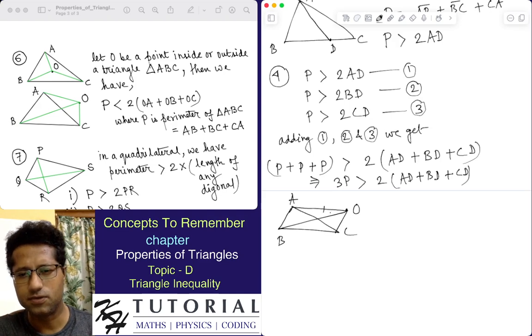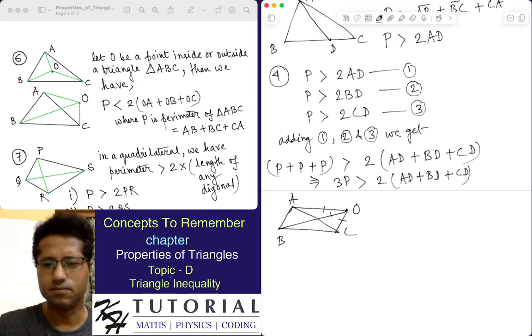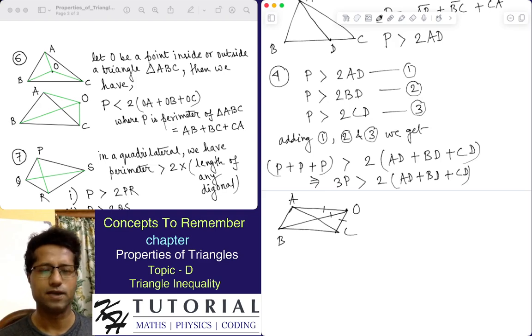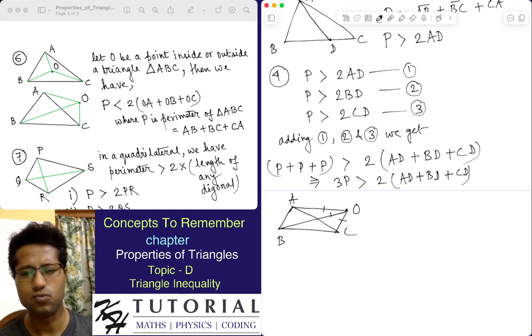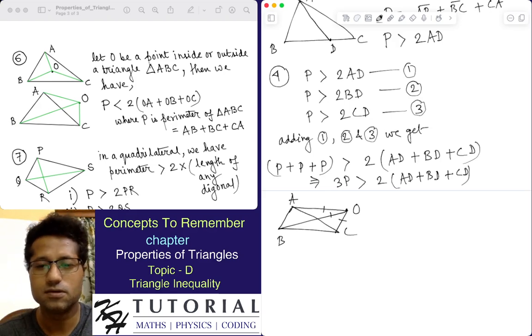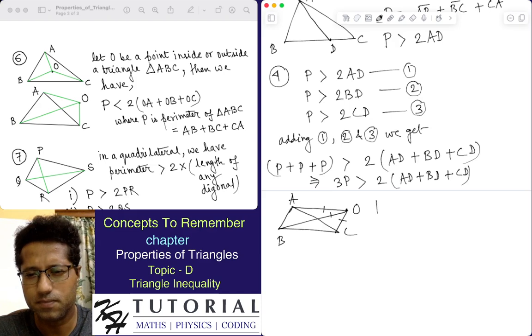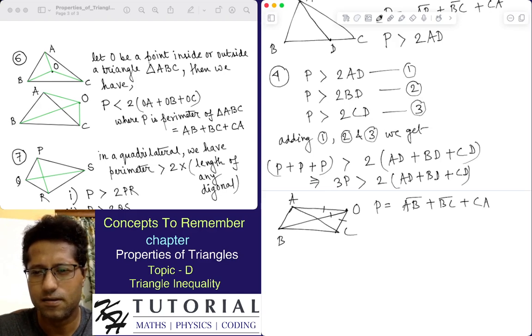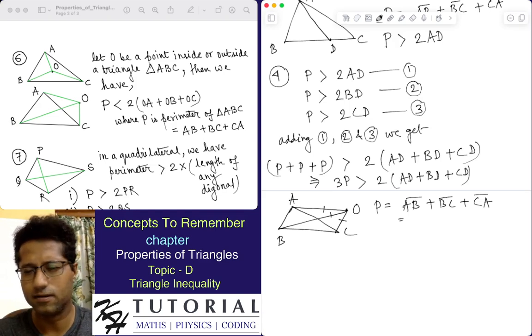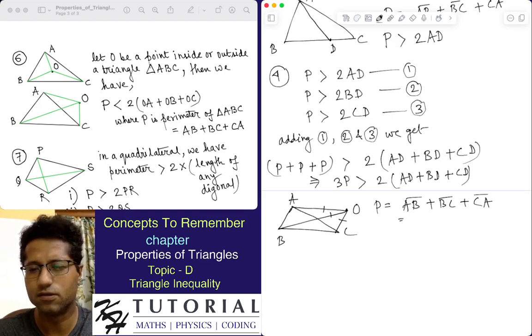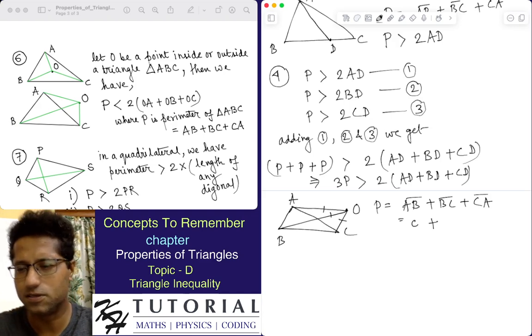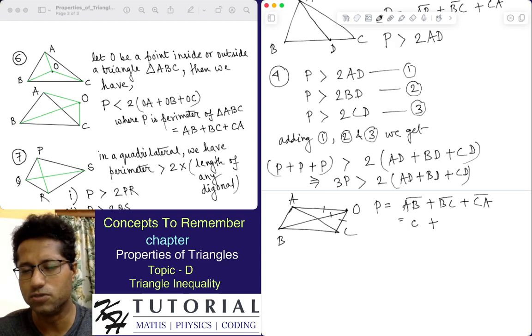So we will have a relation between these three line segments and the perimeter of the triangle, and the relation is that P is less than twice the sum of the lengths of these segments. We know P is AB plus BC plus CA. We can also write it as follows: the length of the side AB is denoted by small c, because the side AB is opposite to the angle C. Similarly, the length of the side BC is denoted by a, as the side BC is opposite to the angle A.